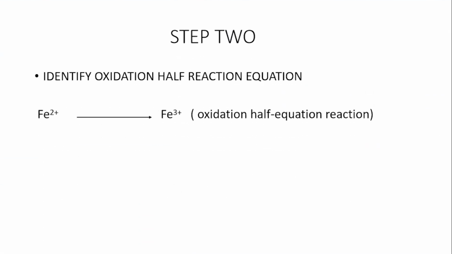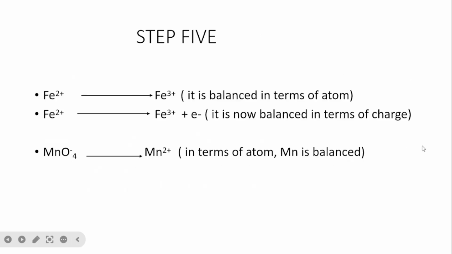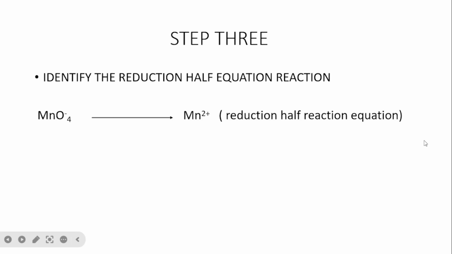As I said, look at it. Step 2 said, identify the oxidation half reaction equation, which we identified. Then you identify the reduction half equation. We have already identified both of them. After that, you now begin to balance.